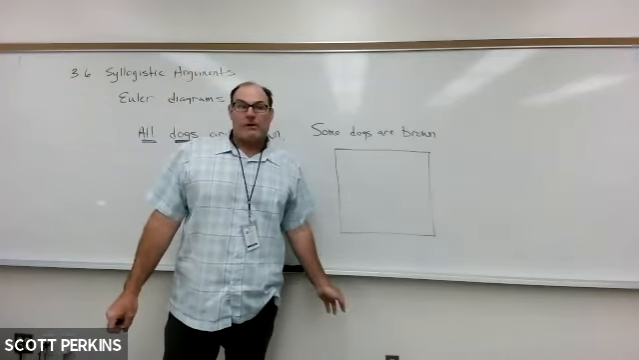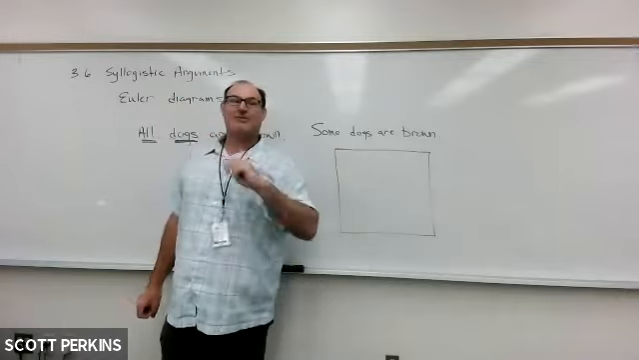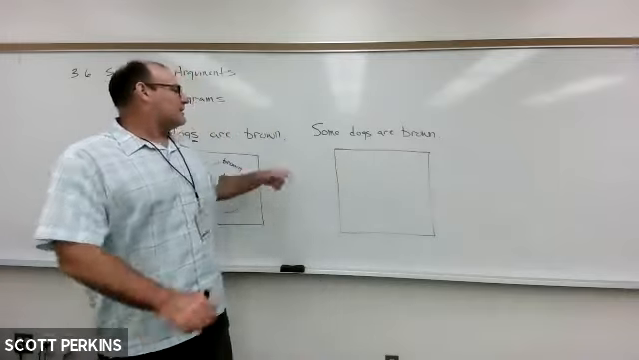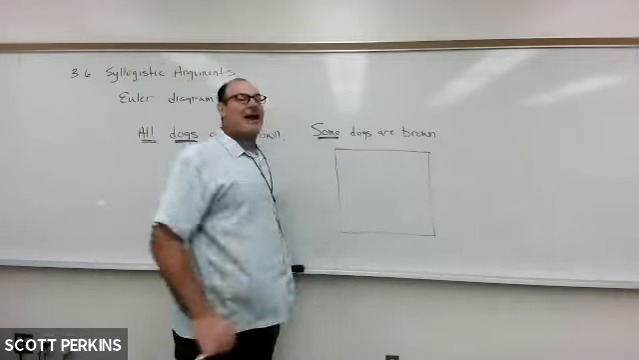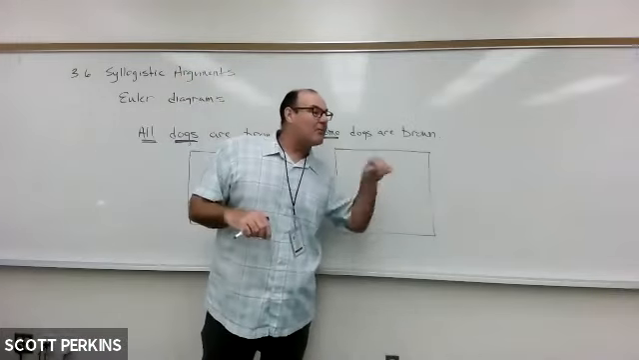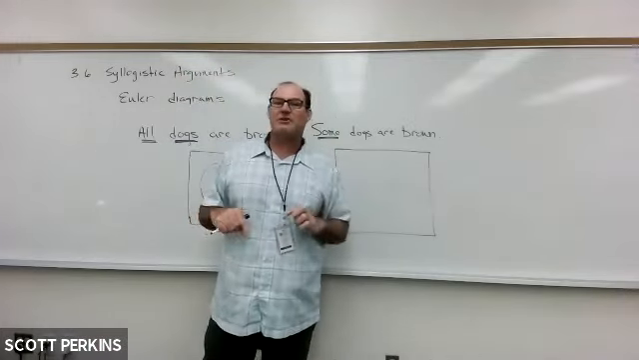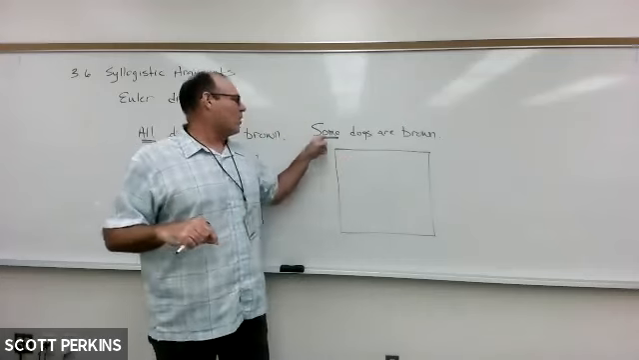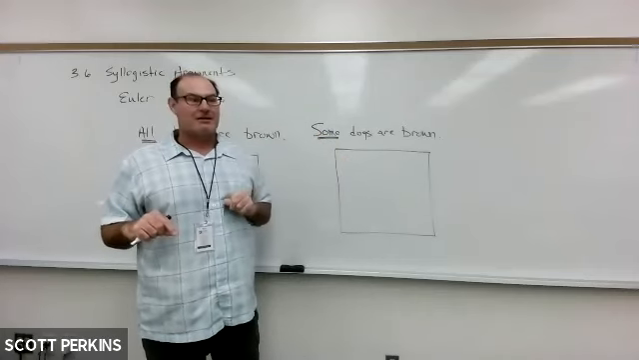All right, let me ask the question in a different way. If some dogs are brown, I'm going to have a dog circle and a brown circle. How do you think these two circles are going to interact with each other if the quantitative statement is "some"?